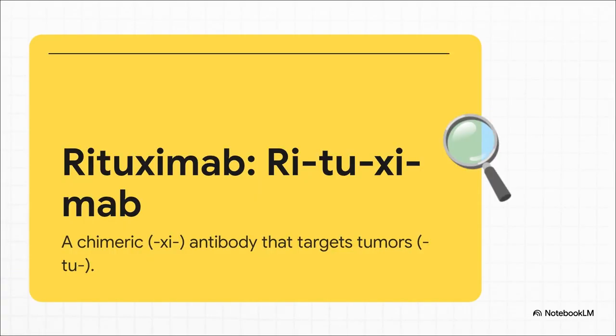Let's break down a real one, rituximab. See how it works? Ri is just that unique prefix, nothing special there. But then you get tu, which is our first big clue. It targets a tumor. The next part, xi, tells us it's a chimeric antibody, which is a fancy way of saying it's part mouse and part human. And that mab at the end, that just confirms it's a monoclonal antibody. Bam! A whole biography in a single word.